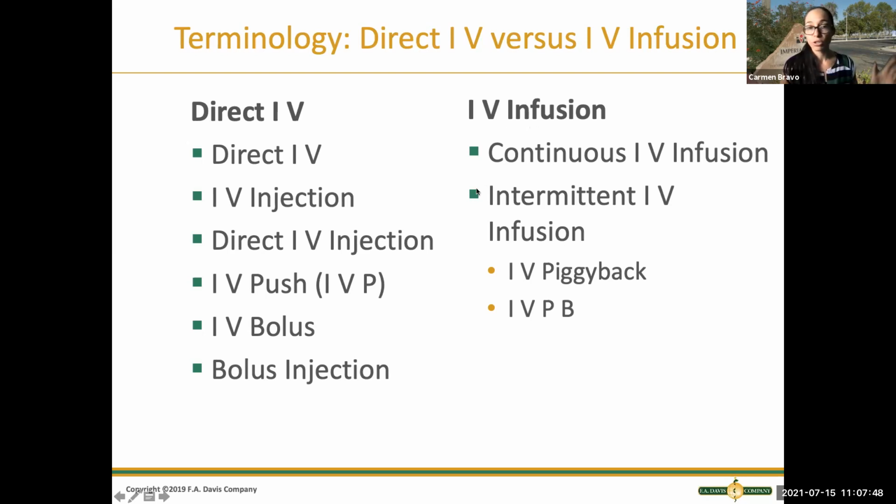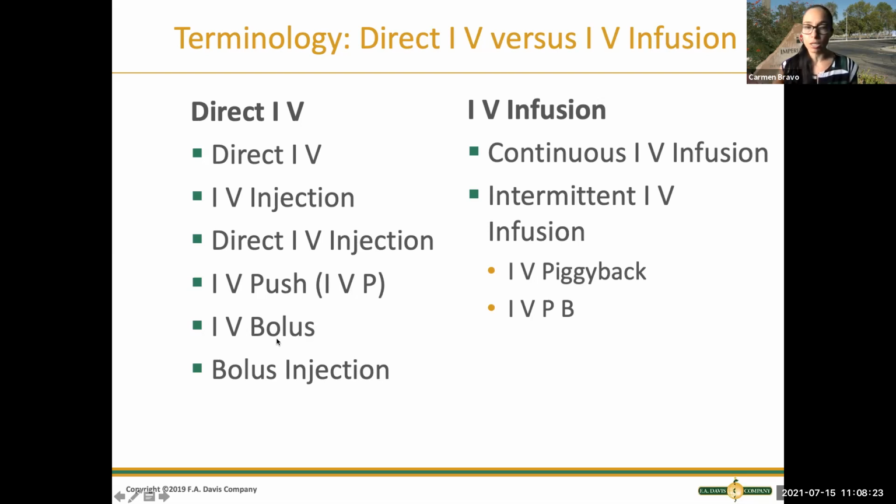So in your terminology, what's the difference between a direct IV and an IV infusion? We just went over IV infusions. We talked about continuous, which is ongoing, and intermittent, the piggybacks that are intermittent. And then we have the direct IVs, which include when we inject it directly into the port, the heplock, right into the IV, and it goes directly in. If it's going in the infusion, we clamp the other IV and we push, and it just goes directly into the vein. The IV push or IV bolus.